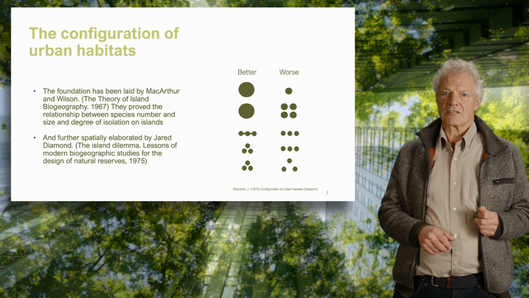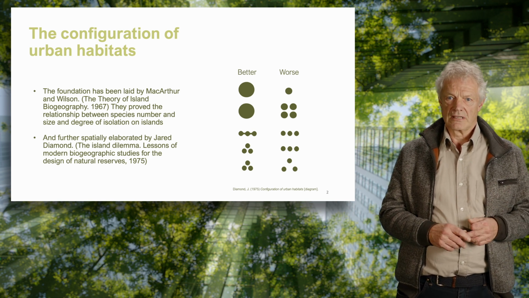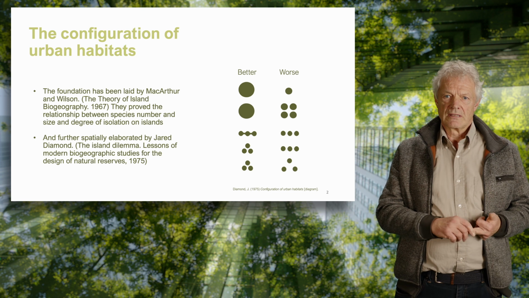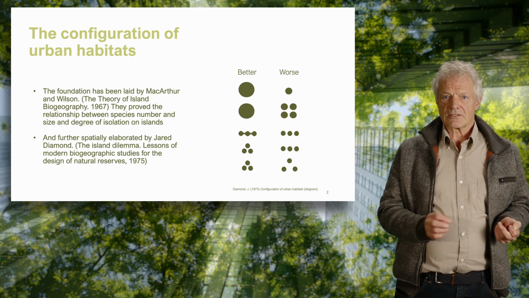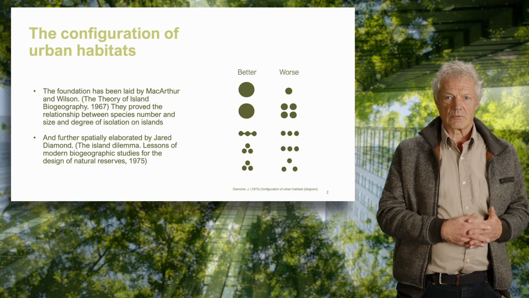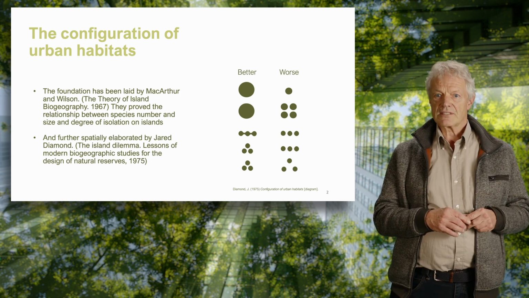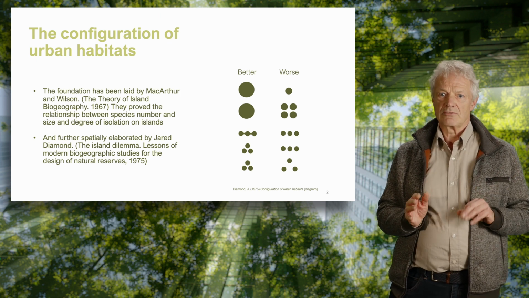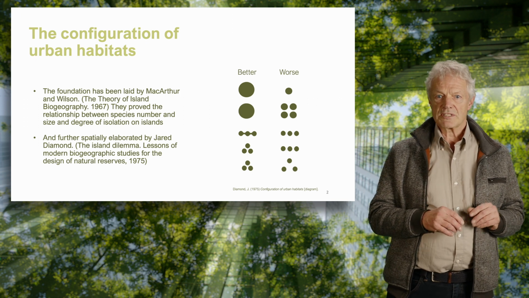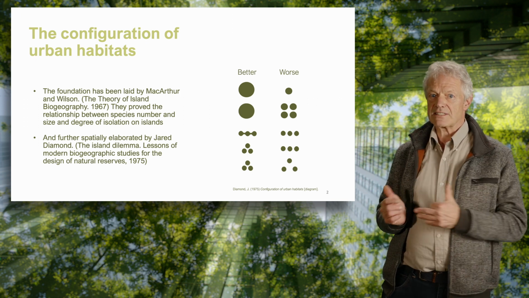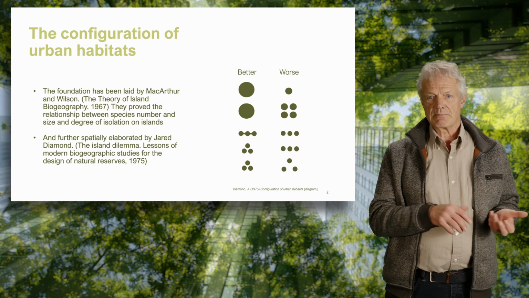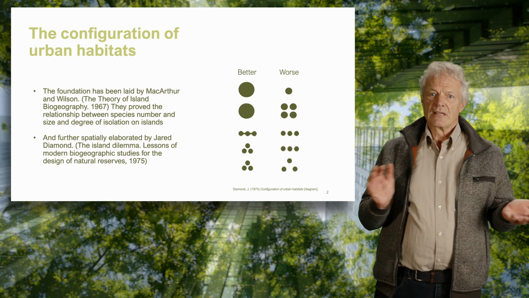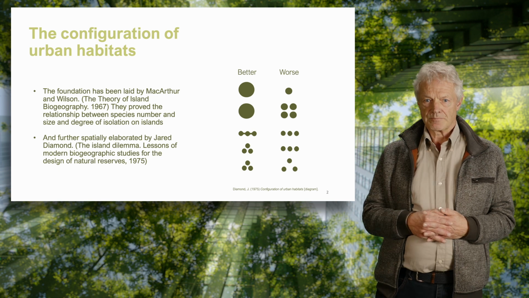Scientifically, the foundation of ecological networks was laid in two publications, the first of which dealt with the relationship between species number and size, and degree of isolation on islands, the so-called island theory of MacArthur and Wilson from 1967. In the second publication of Jared Diamond in the mid-70s, these research results were applied in rules for the design of nature reserves, in which he contrasted good solutions with bad solutions, like big is better than small, one whole is better than separated, connected is better than separated, and close together is better than further apart.